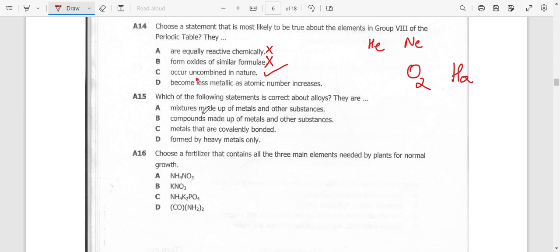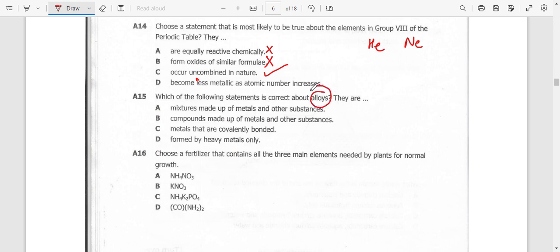Becomes less metallic as atomic number increases. They're actually not metallic, so they can't become less metallic. So the answer is C. We are good. Okay, 15. Which of the following statements is correct about alloys?